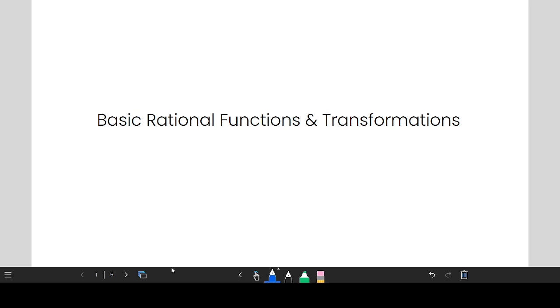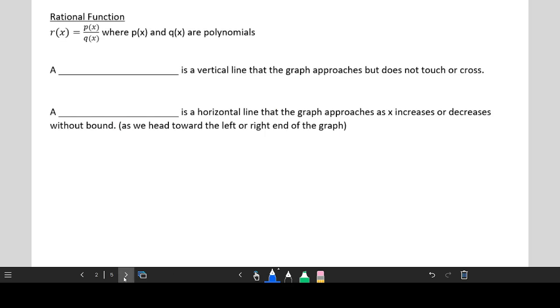In this video, we're going to discuss a couple of basic rational functions and how to graph transformations of them. So when we talk about a rational function, we're talking about a function that looks like this.